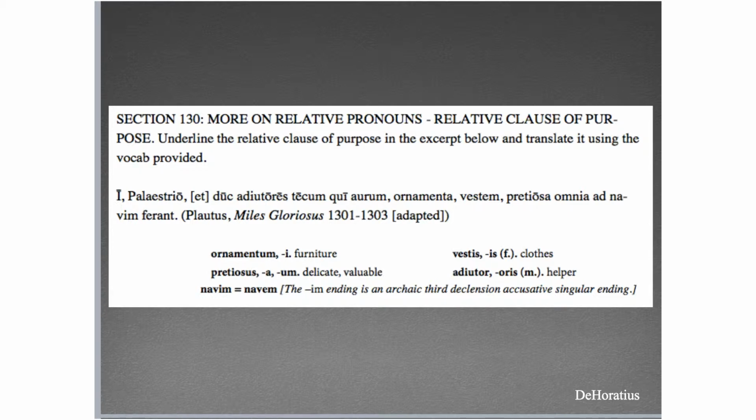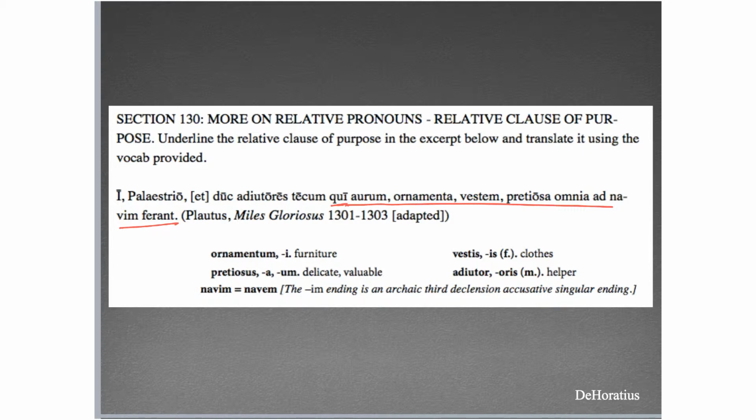All right, so here's an example for the relative clause of purpose. This is from Plautus. We've talked about Plautus. Underline the relative clause of purpose and then translate it. All right, so here is my relative pronoun, and then it's going to go the whole way. If I miss stuff on the right there, there's some stuff on my screen in the way that prevents me from writing on it. All right, so this is from Miles Gloriosus, a play about an arrogant soldier.